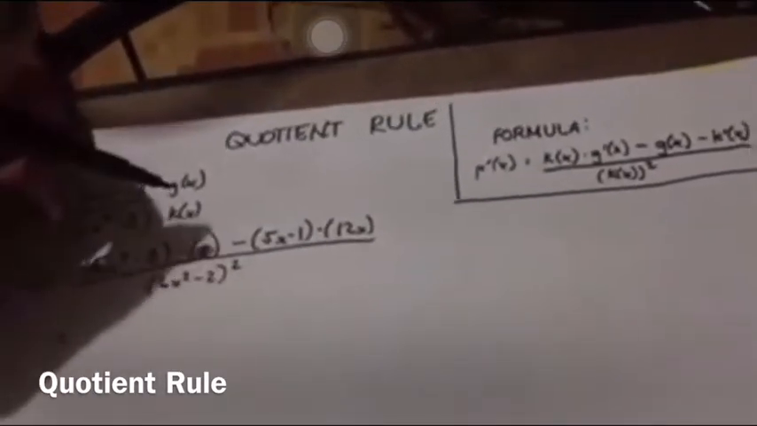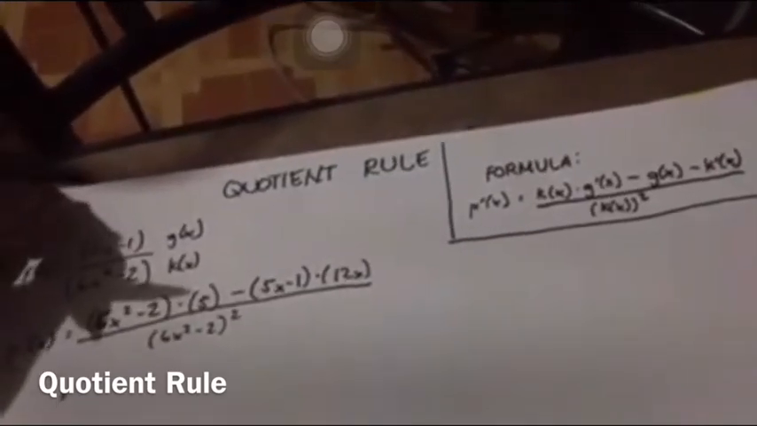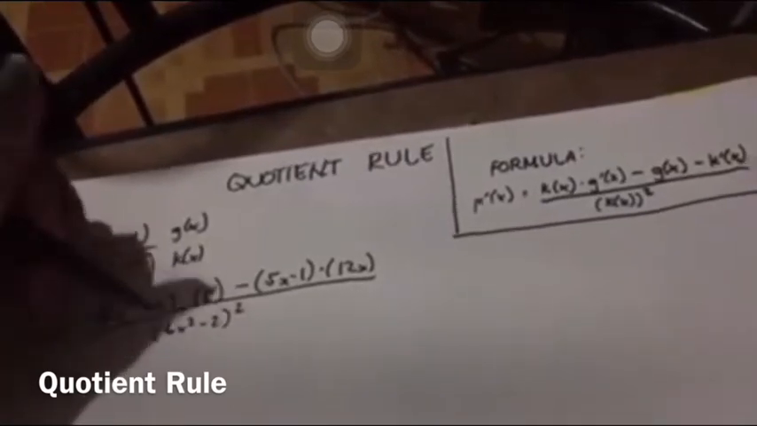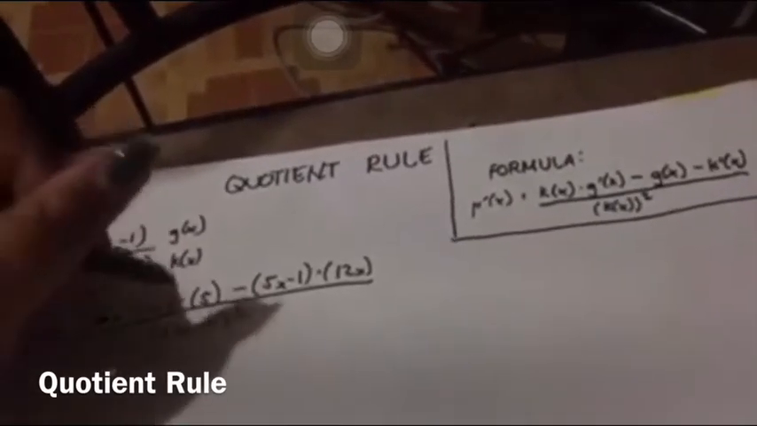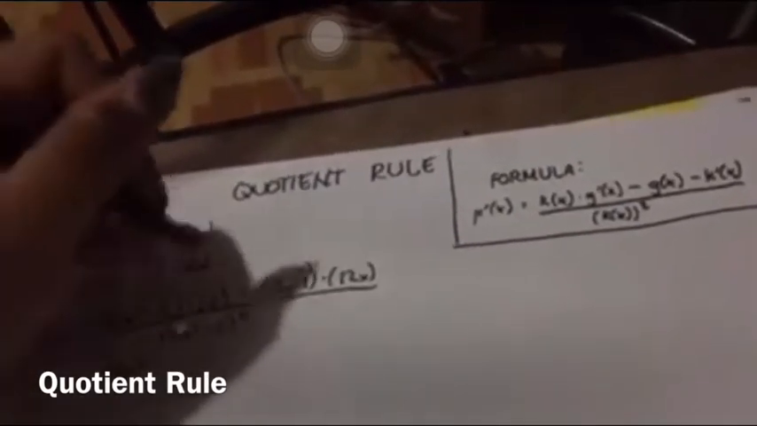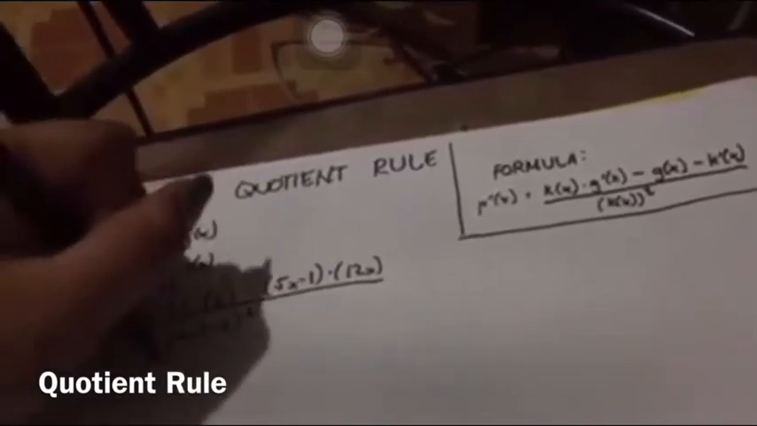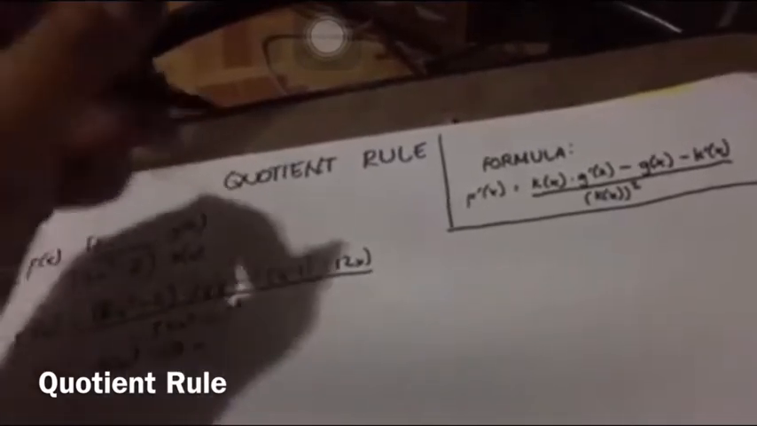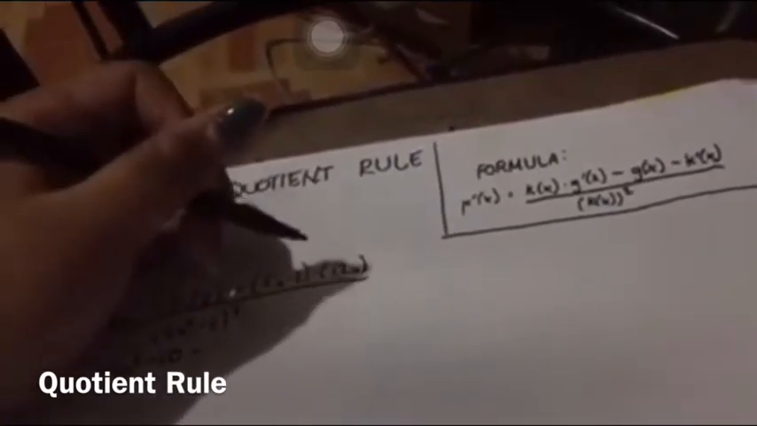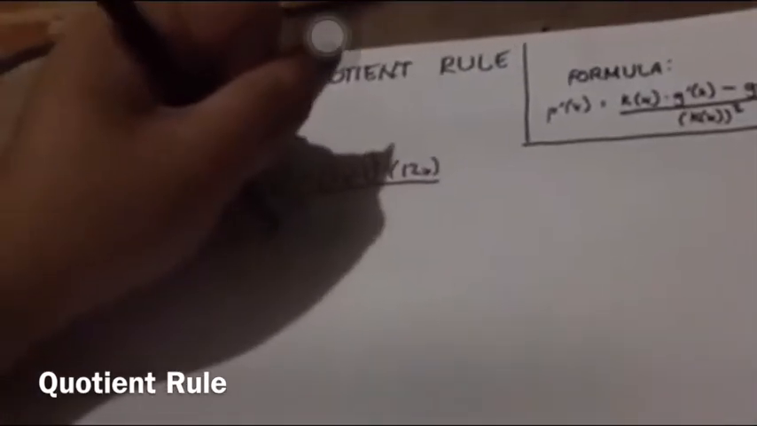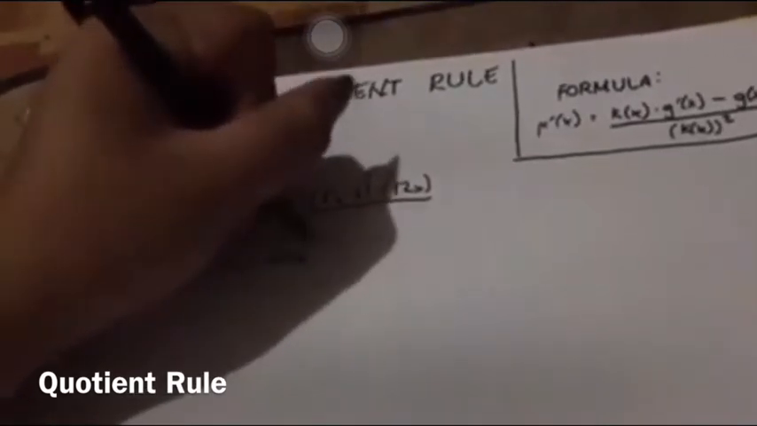Then just distribute this 5 to the first two terms. 5 times 6x squared is equal to 30x squared. 5 times negative 2 is negative 10. And then just copy the sign. And then just distribute this in the next two terms. 60x squared minus 12x.